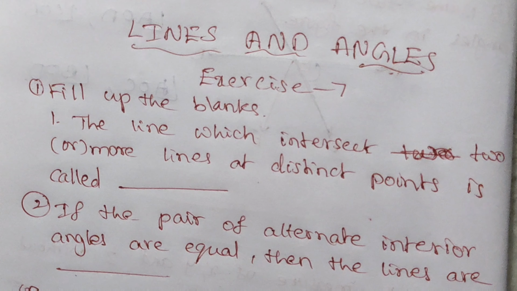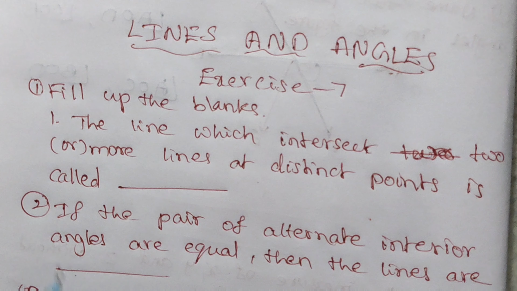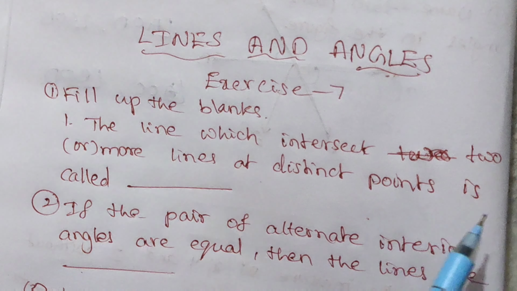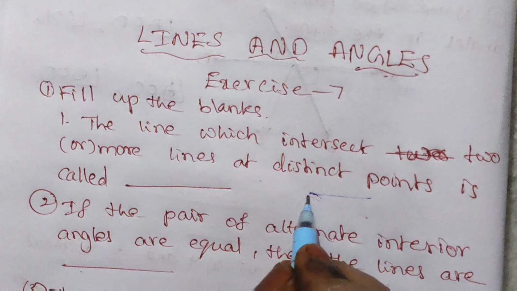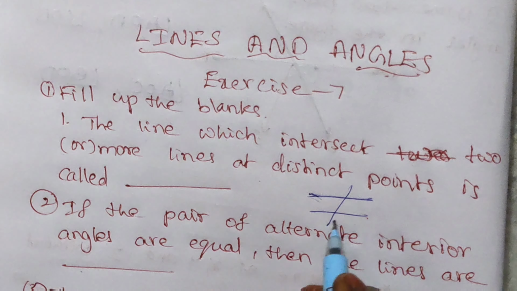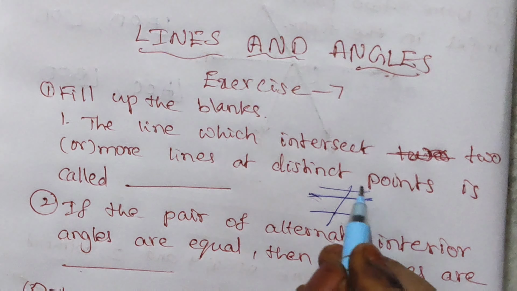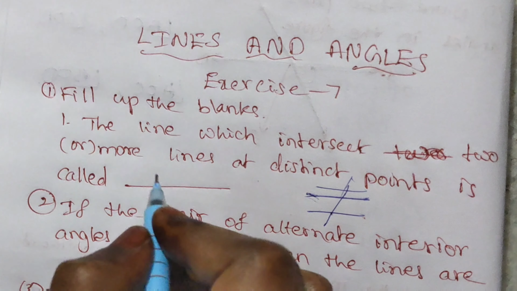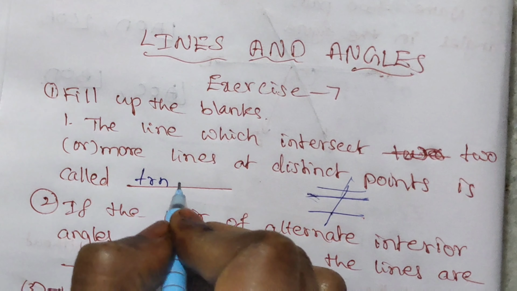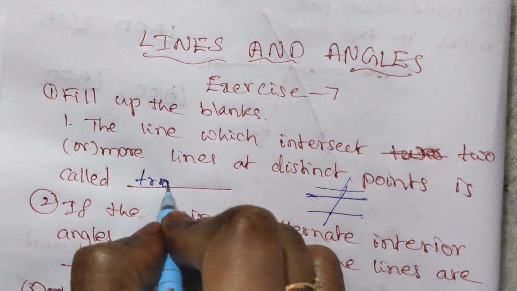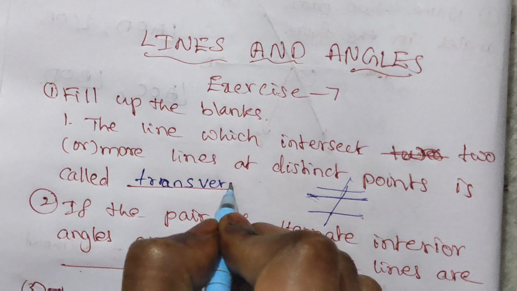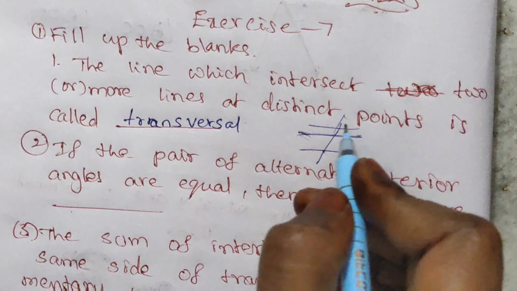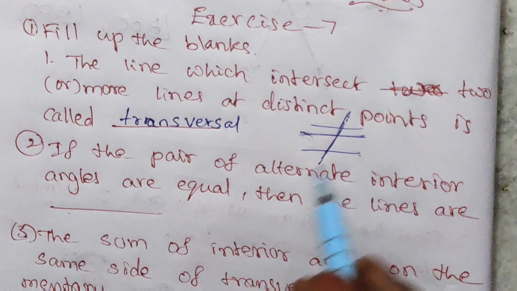Today I am explaining lines and angles in exercise 7. Fill up the blanks. The line which intersects two or more lines at distinct points is called a transversal line.